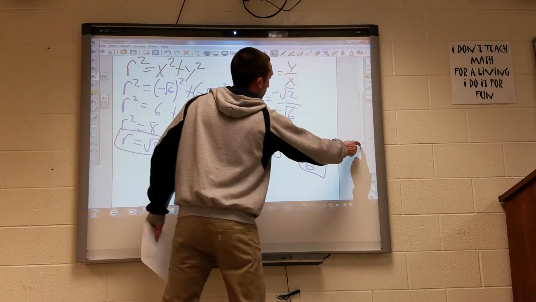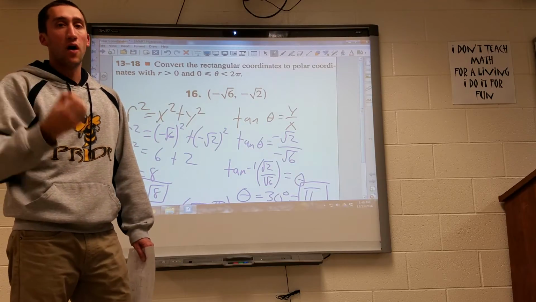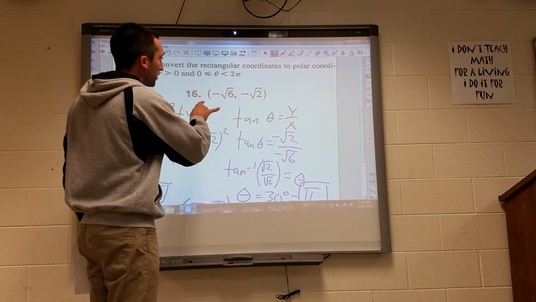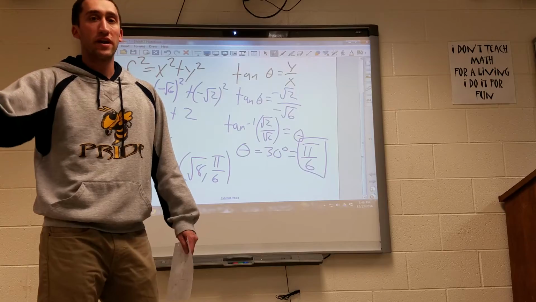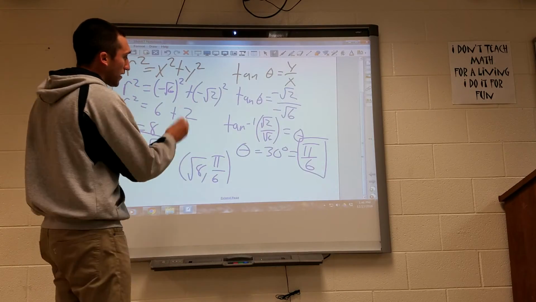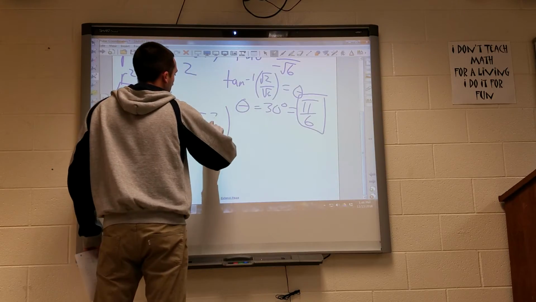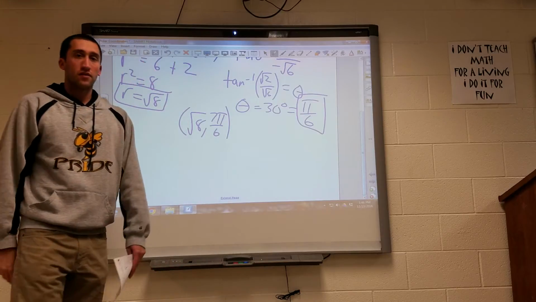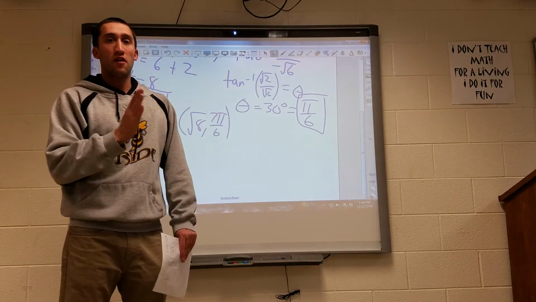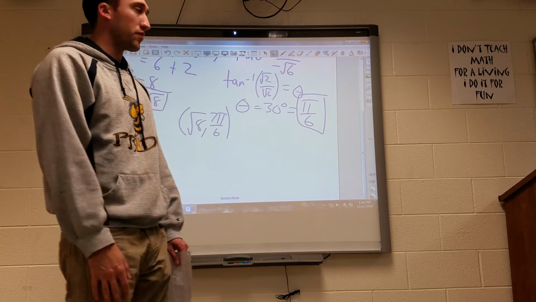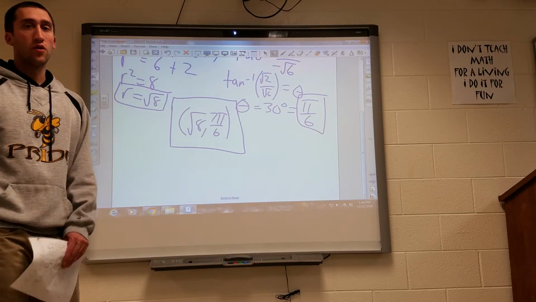Except for one final thing. Both of these were negative, so we have to take into account what quadrant we're in. When we did this, we got a positive 30 degrees. Since they're both negative, we're in the third quadrant. So we need a reference angle of pi over 6, meaning that we really have an angle of 7 pi over 6, because both of my coordinates were negative and I'm in the third quadrant. So this will give us our polar coordinates.